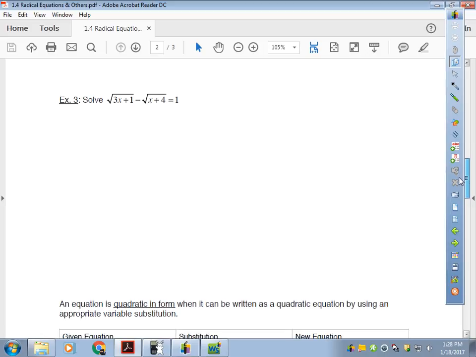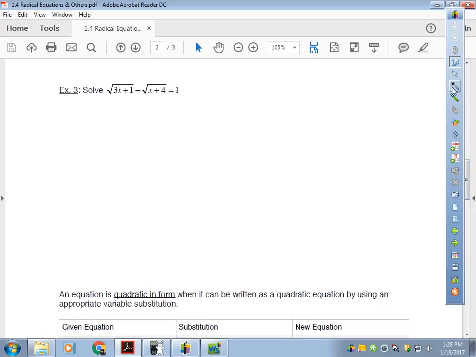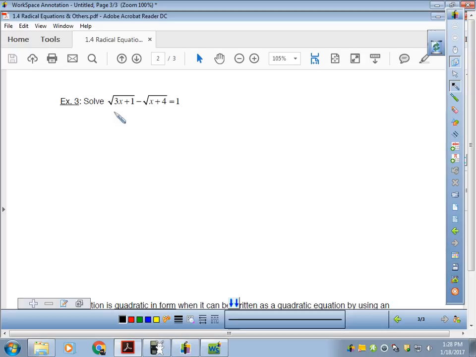Example 3, we're moving into a little bit more complicated one. Okay. I have square root of 3x plus 1 minus square root of x plus 4 equals 1. Okay. I actually have two different radicals. Again, my first job is to isolate a radical. So I'm going to isolate this first one by taking the second one and moving it over. So I'll have square root 3x plus 1 equals 1 plus the square root of x plus 4.